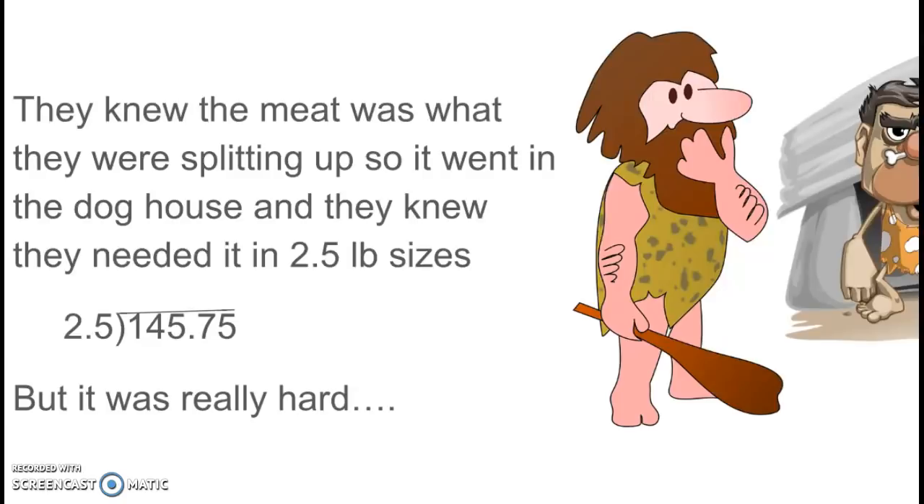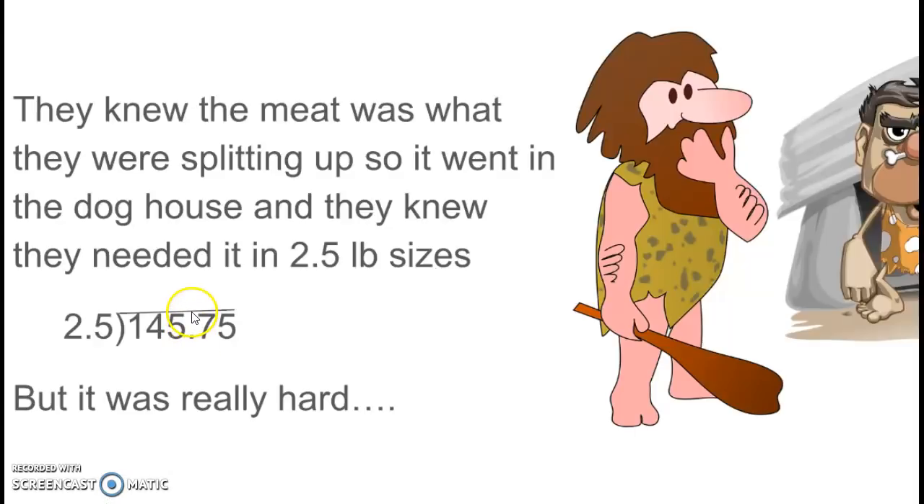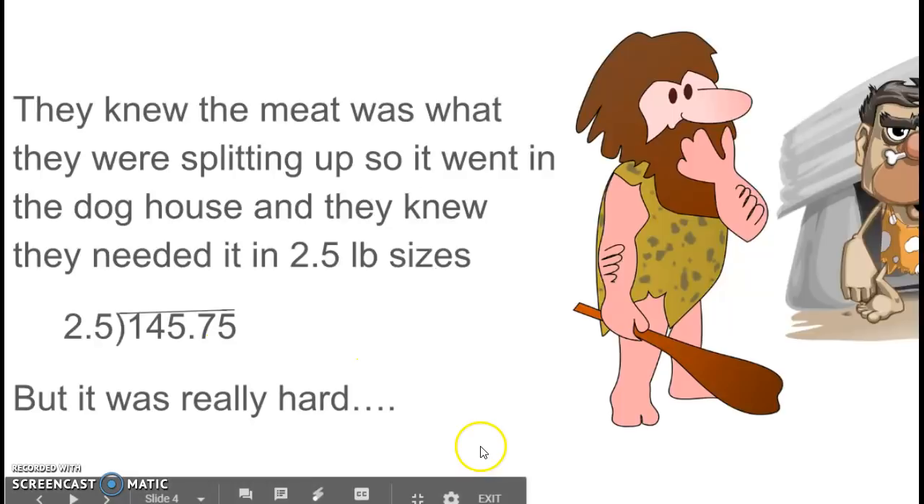So they knew the meat was what they were splitting up, so it went in the doghouse, and they knew they needed it into 2.5 pound sizes. But this was really hard to do. In the past, when you have decimals in the dividend here, we knew that we moved it straight up. And we've been practicing that in our first unit when we were dividing up unit rates and things, so that shouldn't be a surprise to you. But now we have a decimal in the divisor as well. So this made it a little more tricky.